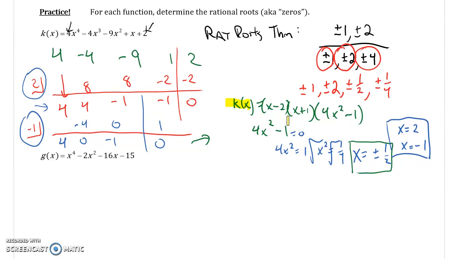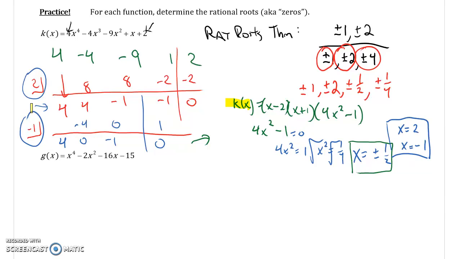What I want you to do is try g of x. Go ahead and use the rational roots theorem. Figure out the possible rational roots, and then again, your goal is to get from a degree 4 to a degree 2. Now, you may not have used 2 and negative 1. Maybe you found that 1 half worked, or you found that negative 1 half worked. And that's fine because no matter what approach we take using synthetic division and quadratics, the roots are the roots.